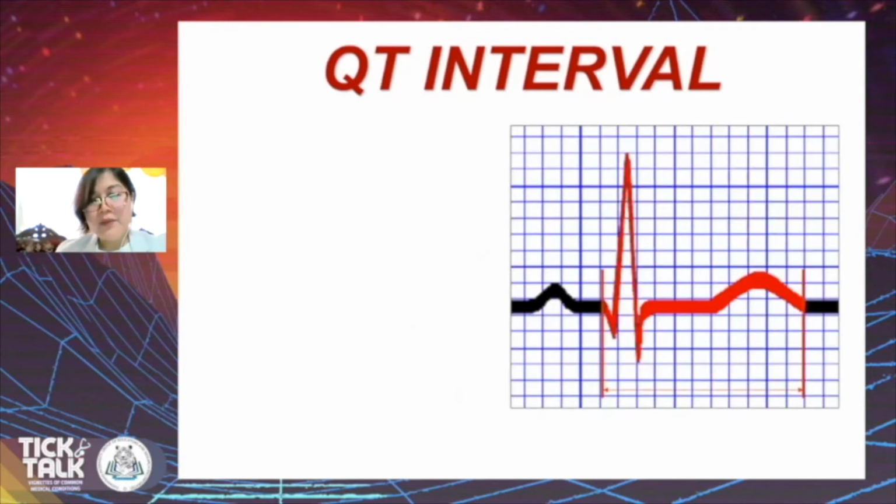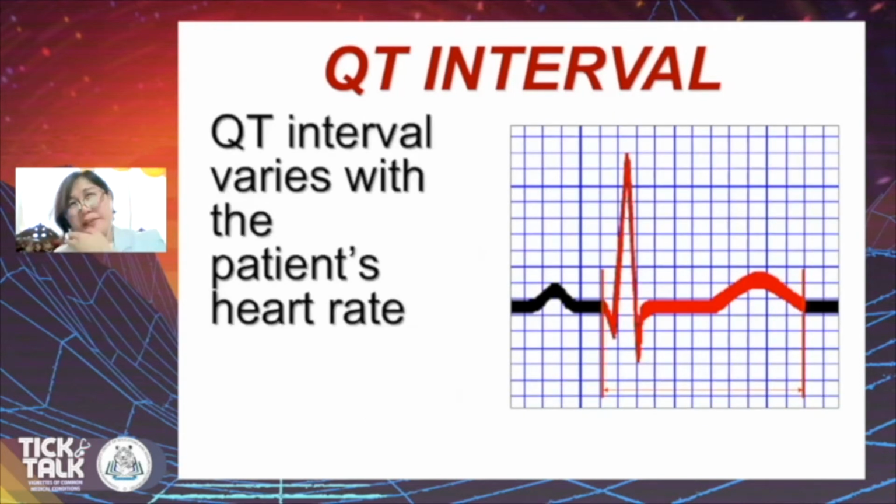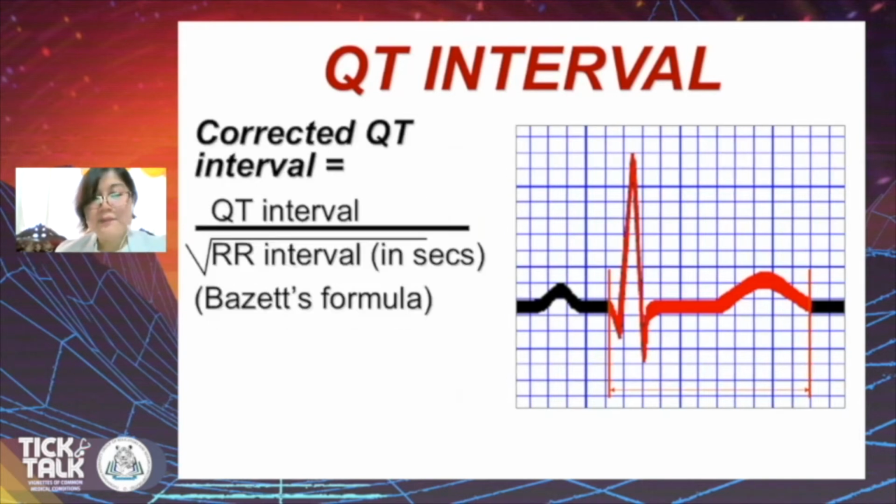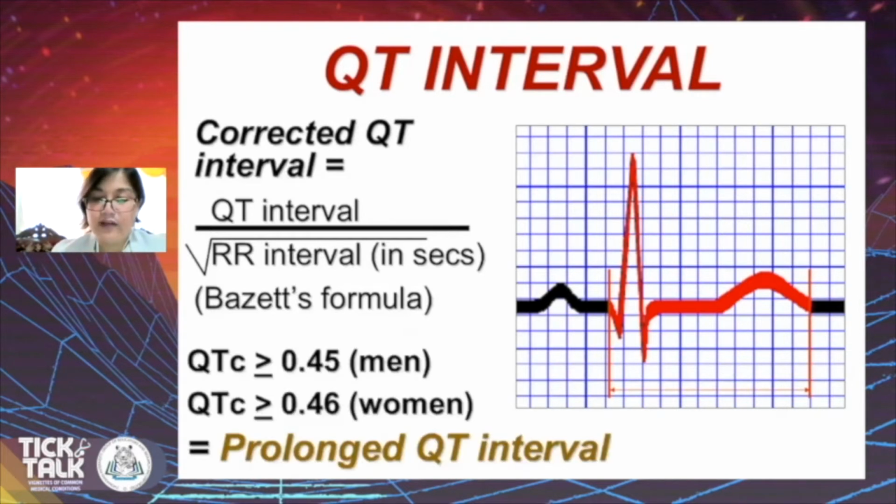So remember that your QT interval, as well as the other intervals, basically varies with the patient's heart rate. So more often than not, if the patient's heart rate is too fast or too slow, then we will have to correct and compute for the corrected QT interval. So the Bazett's formula here presented shows us how to compute for your corrected QT interval.